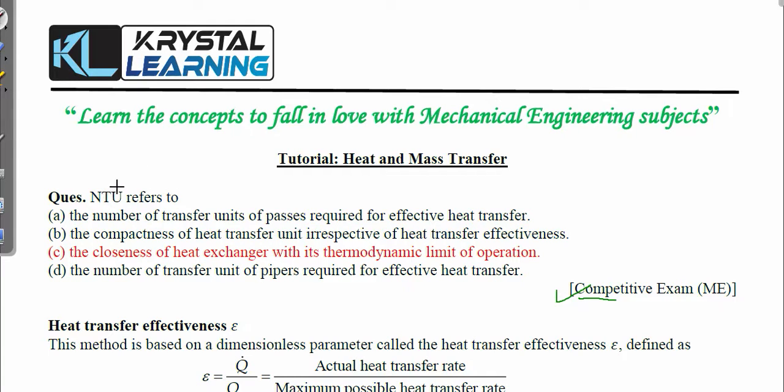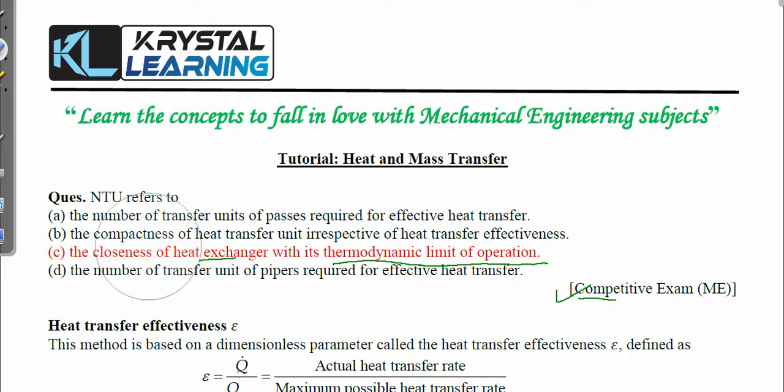It is asking about NTU, which refers to the number of transfer unit passes required for effective heat transfer. Then option B, that is compactness of heat transfer unit. Then the correct answer is C, the closeness of heat exchanger with its thermodynamic limit of operation. So we will see what this thermodynamic limit of operation is, and this closeness of heat exchanger.